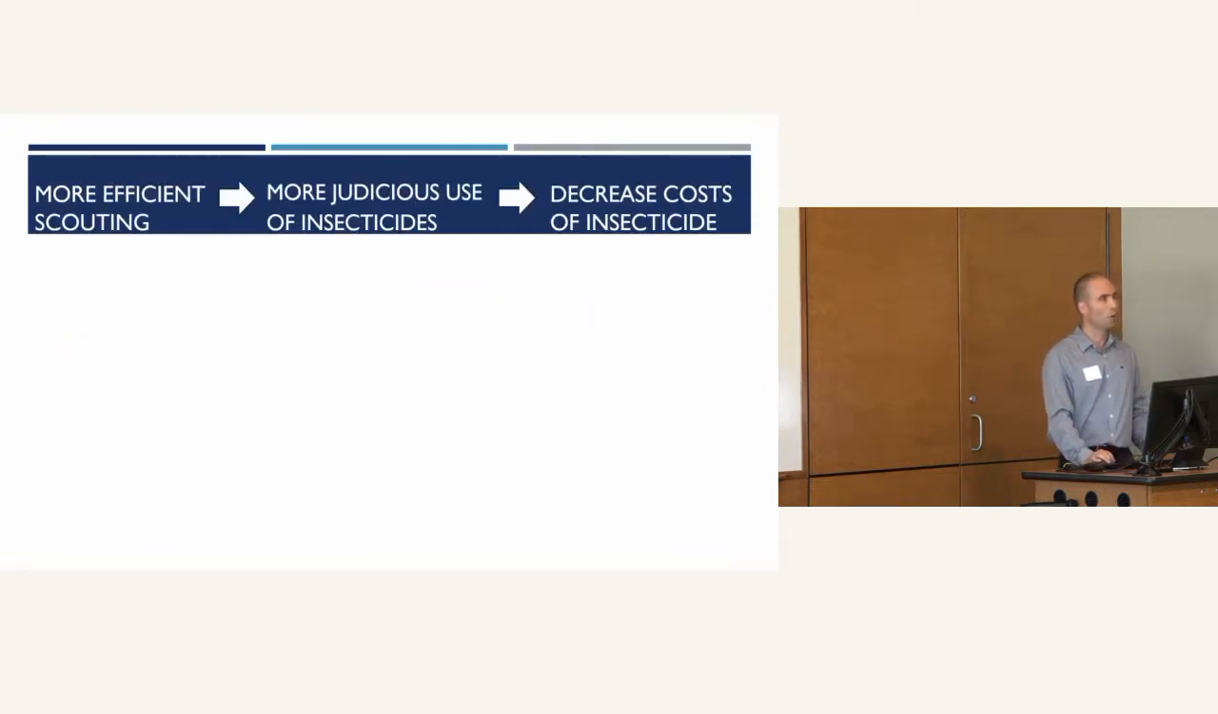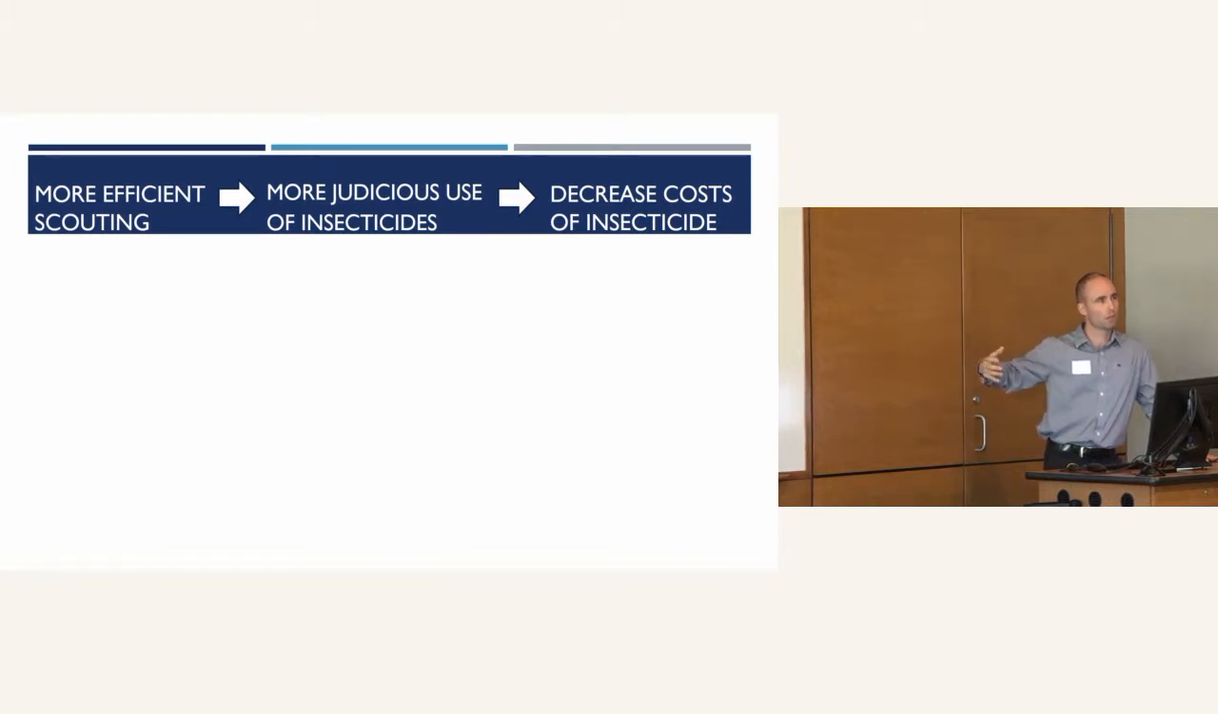So kind of getting at why do we really care about this? My hope is that if we can make scouting for this pest or other pests more efficient, we'll get more growers, more consultants, making those treatment decisions based on some measure of what's going on with those pests in the field. We know that just because there might be a couple pests in the field, you probably don't need to treat it, right? Those plants can tolerate that. So trying to get to more judicious use of the insecticides, getting away from prophylactic applications. And if we can do that, hopefully we can decrease some of the costs of that insecticide use.